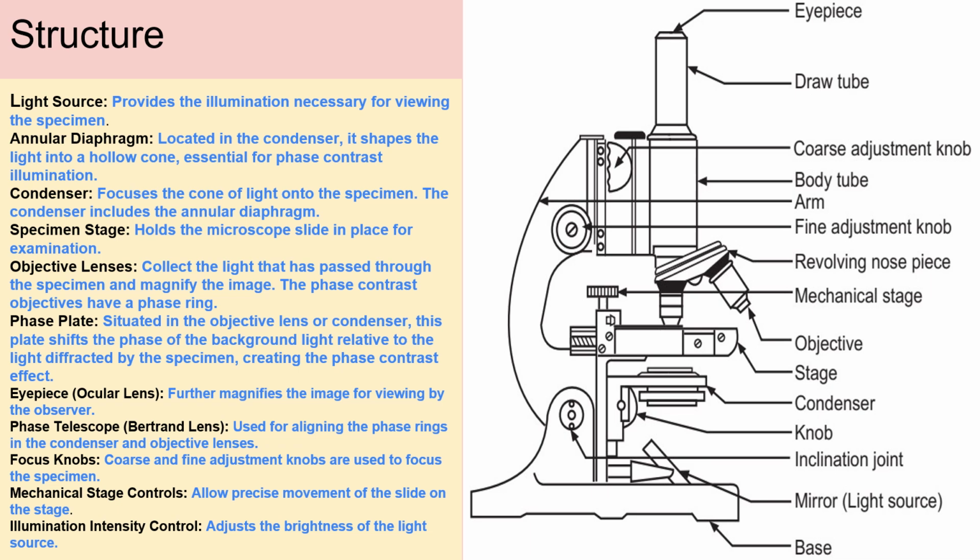The microscope also includes focus knobs for coarse and fine adjustments to achieve sharp focus, and mechanical stage controls for precise movement of the slide. Additionally, an illumination intensity control allows for adjusting the brightness of the light source. Each of these components plays an essential role in ensuring the microscope effectively visualizes transparent and colorless specimens with enhanced contrast.